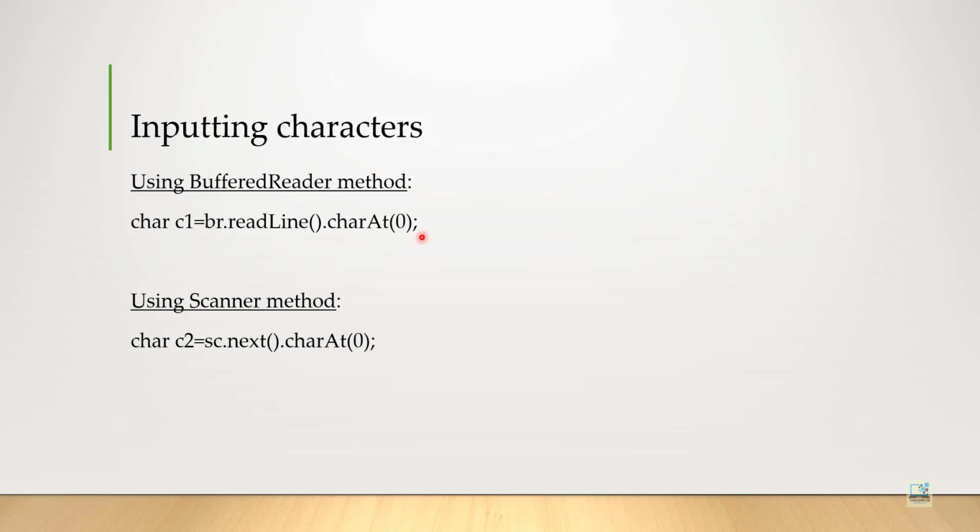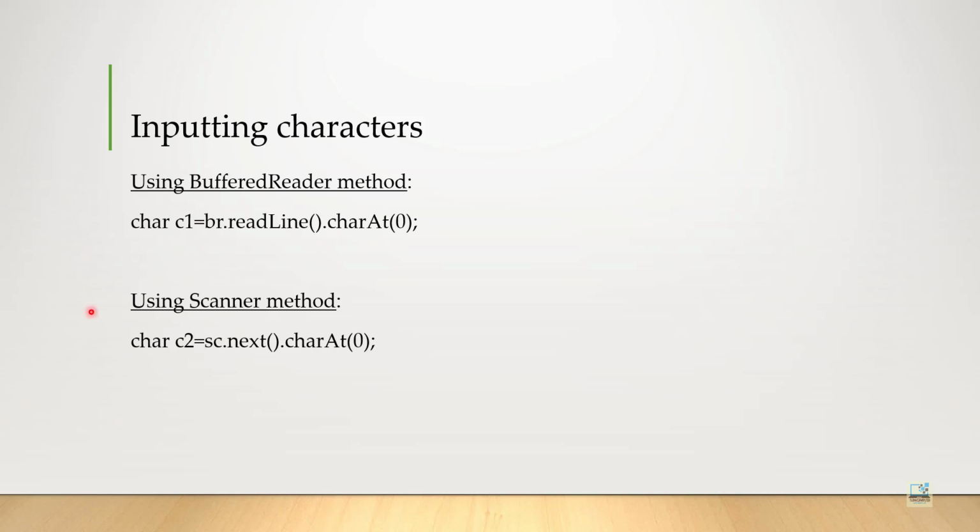Right now I will be telling you that the charAt function is used to extract any character from a string. Here br.readLine is my string, the original string, the entire string I can say. From that string I am extracting the first character, the character I want to take as input, and then I am storing that character in the variable c1.